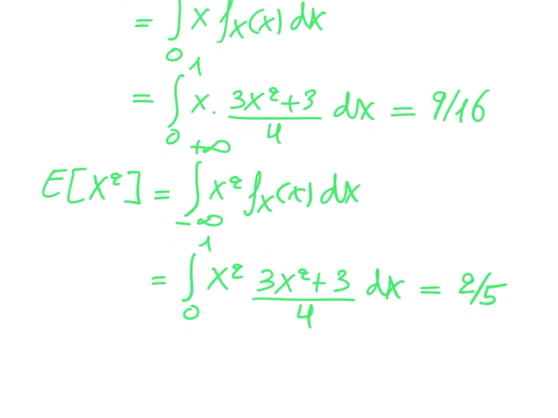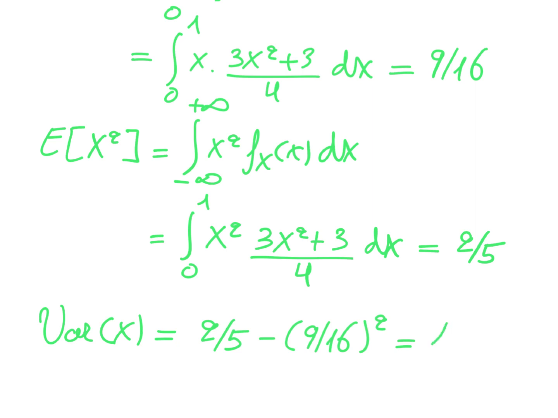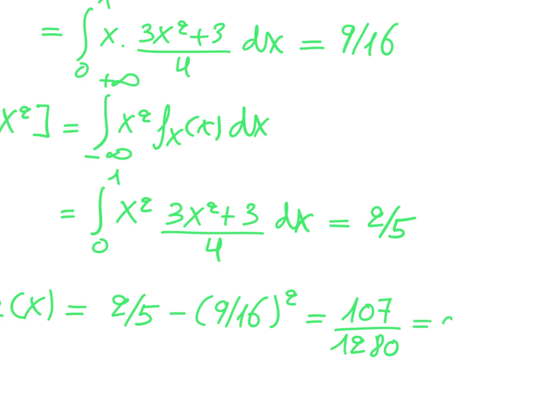Well, now we have everything to compute the variance of x, because the variance of x was equal to the expectation of x squared. Well, we just found out that that is equal to 2 over 5, minus the square of the expectation, 9 over 16. Well, if you would compute this, you would find a variance of 107 over 1280, or 0.0836.